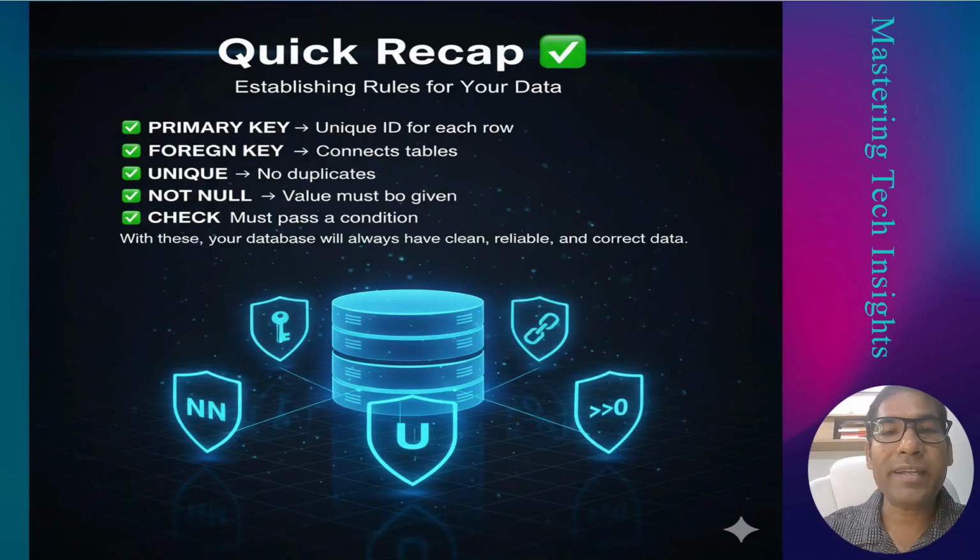So friends, let's quickly recap. Primary key is a unique ID for each row. Foreign key connects the tables. It may also be called a reference key. Unique means no duplicate records in the table. Not null means a value must be given. Check means a condition must pass. With these, your database will always have clean, reliable and correct data.